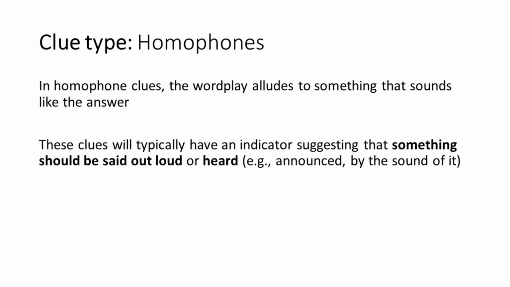On the other hand, in homophone clues, you can literally say the answer out loud, but it won't be written down in front of you. In these clues, the wordplay alludes to something that sounds like the answer. For example, there are different spellings of bear. The clue might lead you to think of one type of bear, perhaps the grizzly kind. Also, the definition might be naked or something like that, suggesting B-A-R-E. These clues typically have an indicator suggesting that something should be said out loud or heard, such as announced, the sound of it, on the radio, broadcast, something like that.